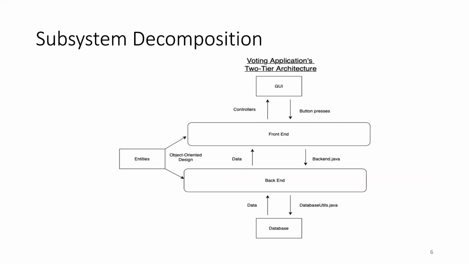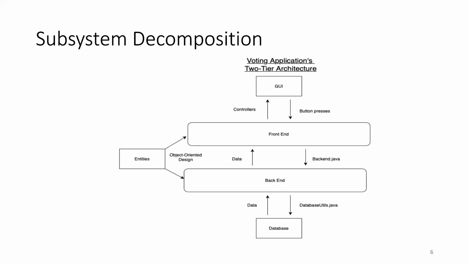Hi, I'm Michael. I'll talk to you about our system decomposition. We implemented a two-tier architecture with a graphical interface controlled by our front end through controllers that implemented button presses and tied into the backend Java file, which communicated to our backend package, which handled all of the interfacing with the database and logic.